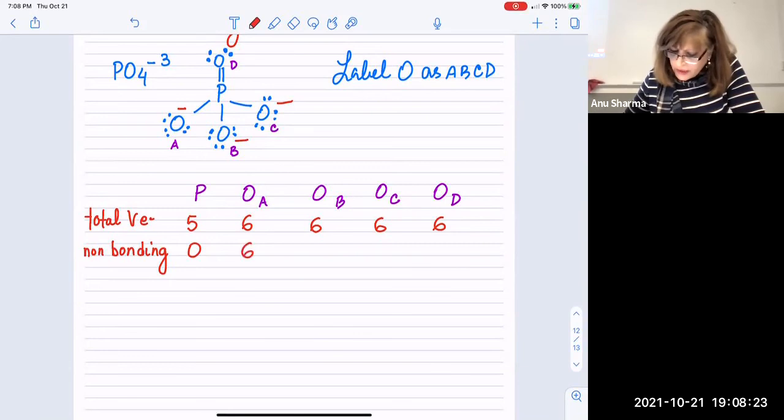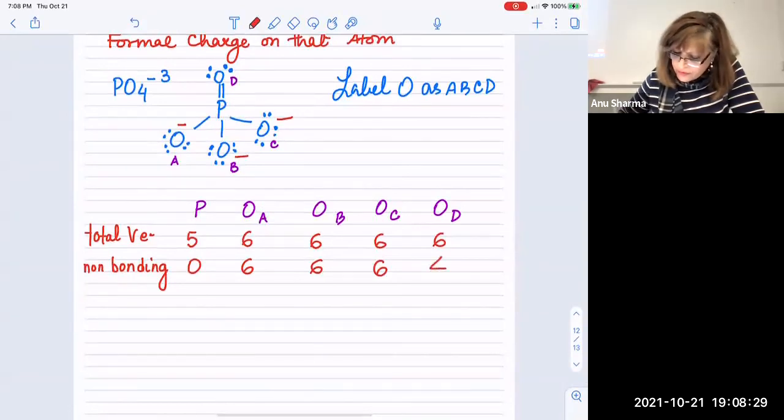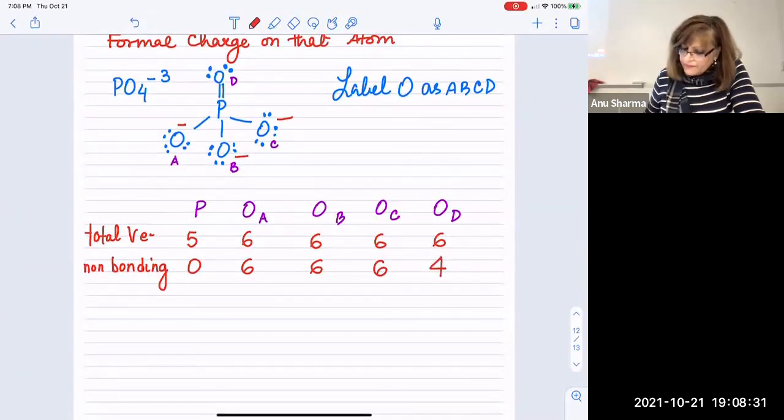On the other oxygen it is also 6. The third oxygen C is also 6. The D oxygen has only 4. You see that? Anytime it is double bonded, it will be only 4.